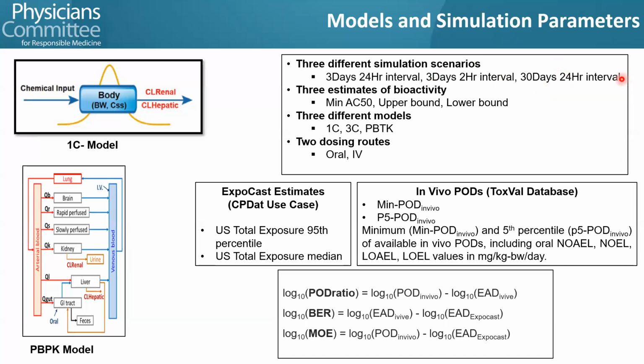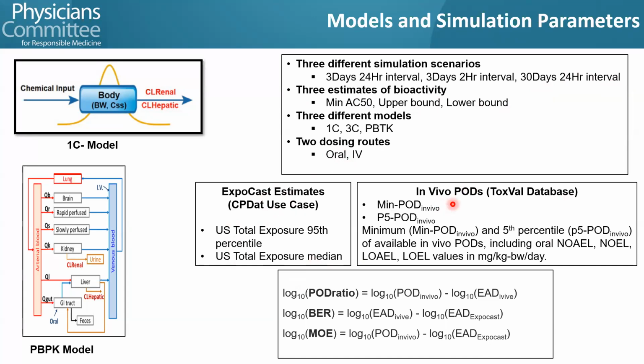And we also wanted to mimic the long-term simulation. So we have utilized the 30-day, 24-hour interval. Again, we had 3 estimates of bioactivity: minimum AC50, upper bound, and lower bound. And we have utilized 2 dosing scenarios. You could be exposed by taking any chemical orally or IV. And then for the ExpoCast data, we have utilized 2 data points, 95th percentile and median exposure.